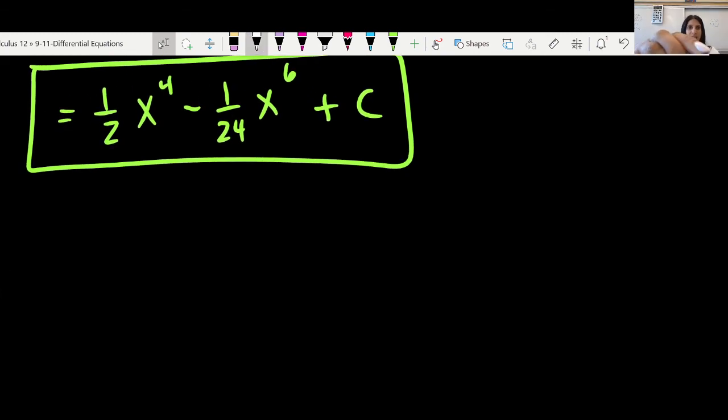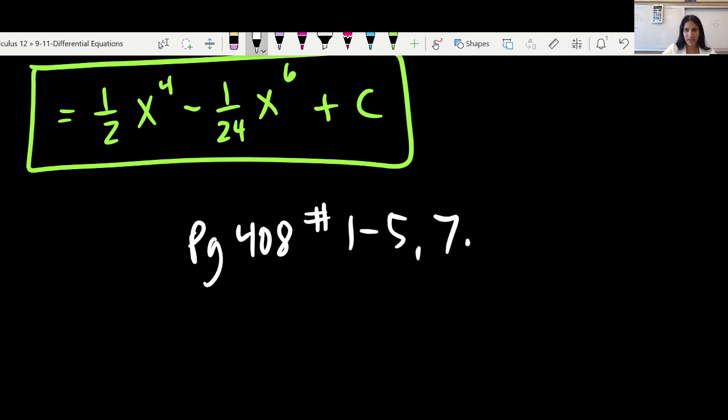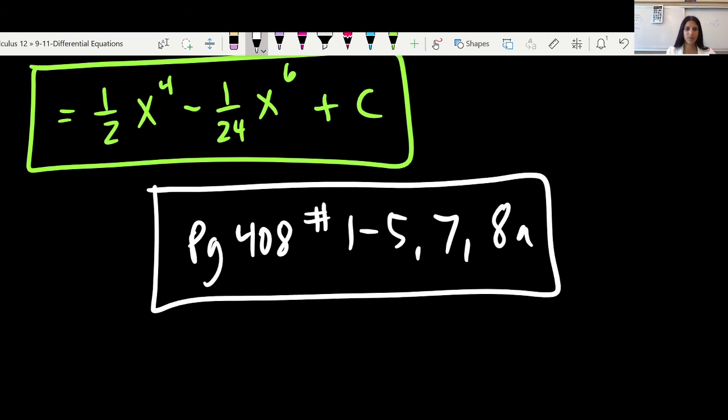And your assignment is page 408, numbers 1 to 5, 7, and 8a. So you would end up doing those questions, and hopefully that's enough to solidify these concepts.